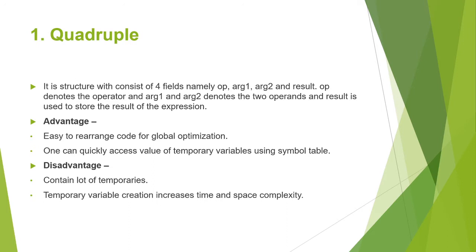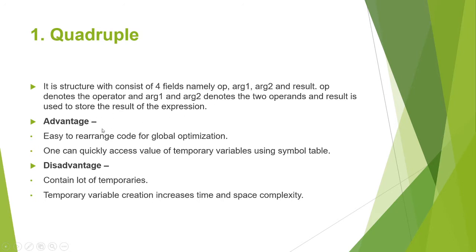This structure consists of 4 fields, namely OP, ARG1, ARG2 and result. OP is used to store, or it denotes, the operator. ARG1 denotes argument 1. ARG2 denotes argument 2. Result is used to store the result of these two argument values.